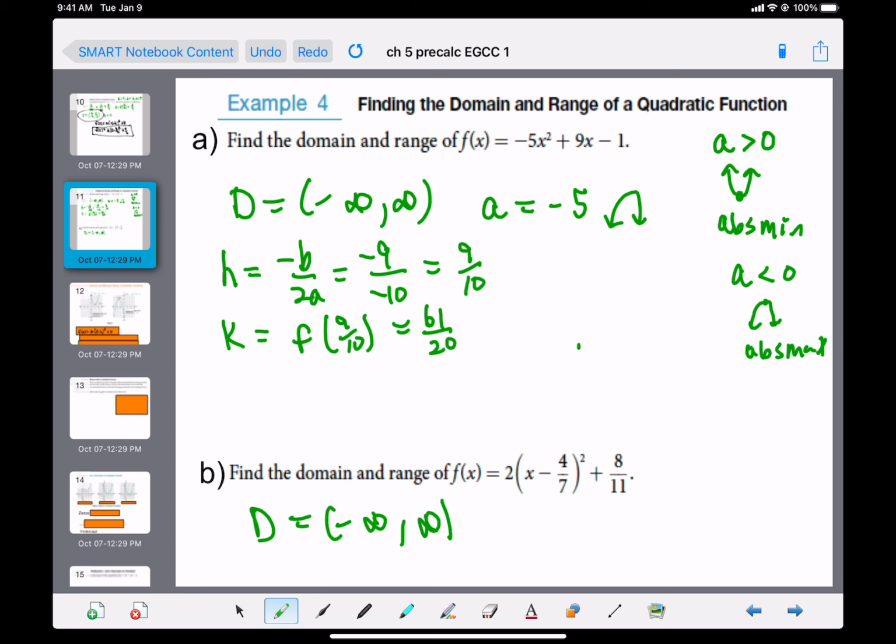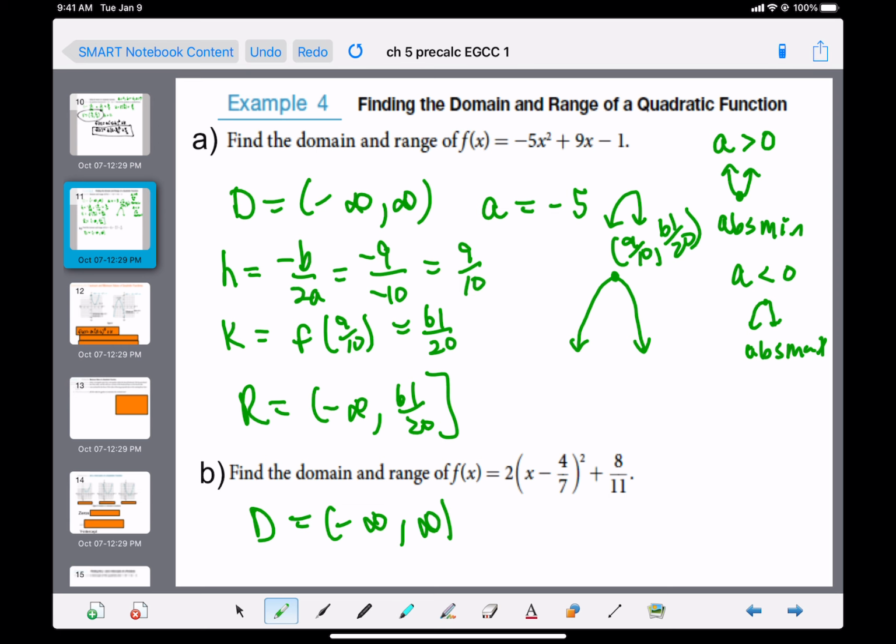Okay? So what do I know? If I think about the graph of this, this is the point 9 tenths, 61 20ths. So the maximum value I'm ever going to hit is 61 20ths. The height is 61 20ths. So the range is from negative infinity up to 61 20ths in a bracket, because that is the highest I have to go. Even without graphing it, the vertex is either a maximum if our front value, a, is negative, or a minimum if our front value, a, is positive.